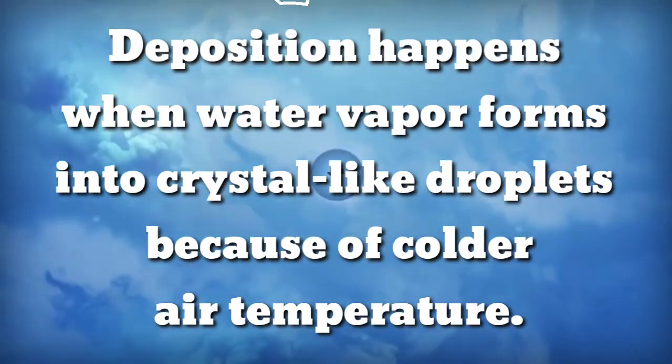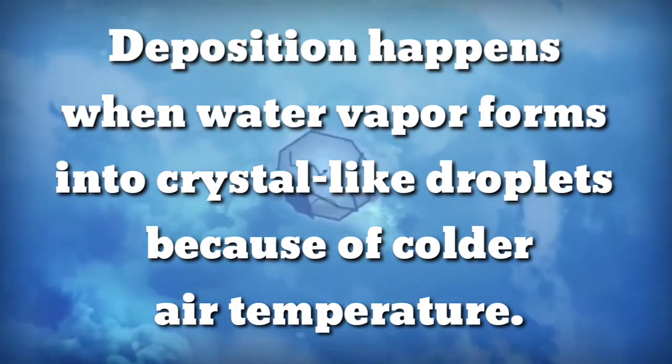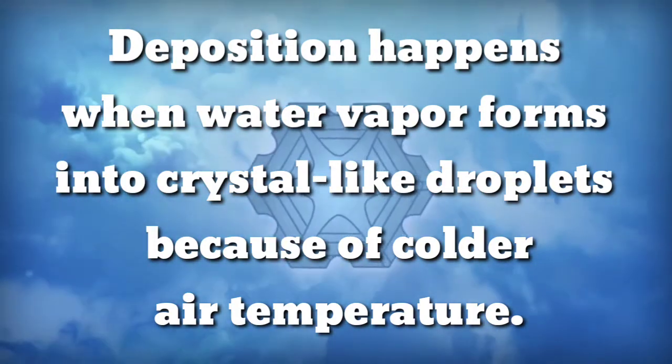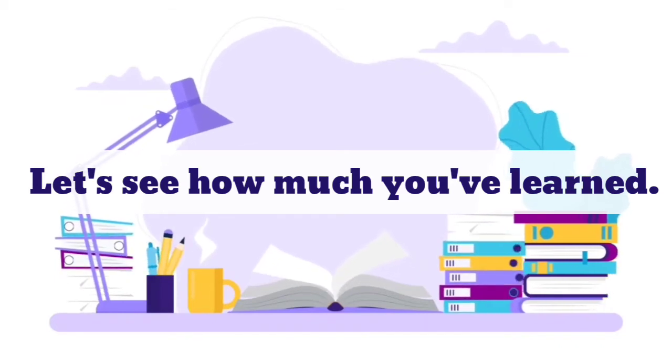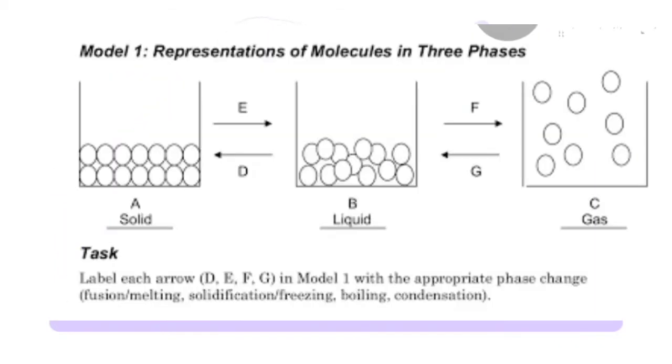Deposition happens when water vapor forms into crystal-like droplets because of colder air temperature. Label each arrow D, E, F, G in Model 1 with the appropriate phase change. You can pause the video to have more time in answering the activity.